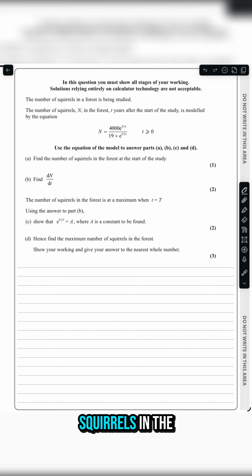The number of squirrels in the forest is being studied. The number of squirrels n in the forest t years after the study is modeled by this equation. In the first part of this question, we are told to find the number of squirrels in the forest at the start of the study.